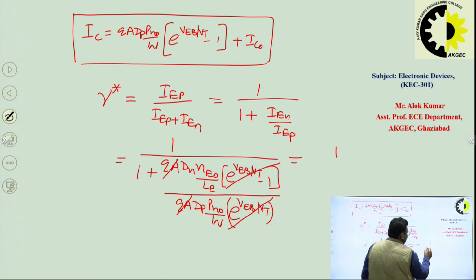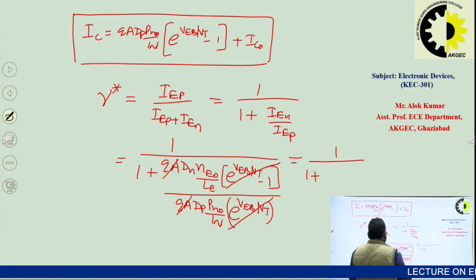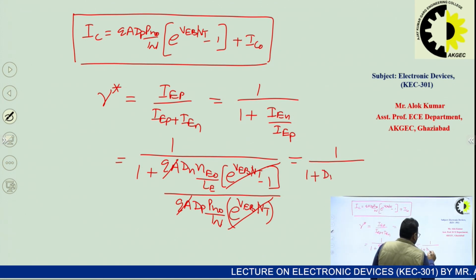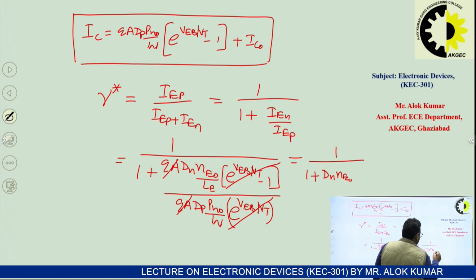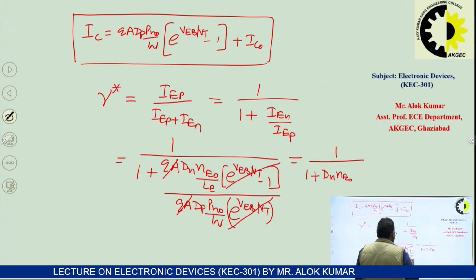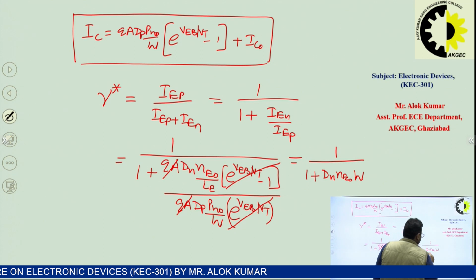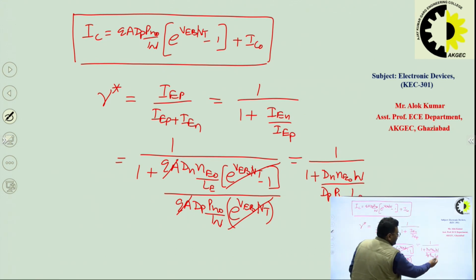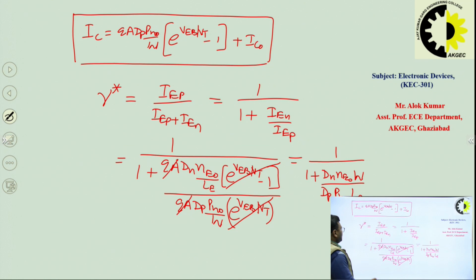We can write it as 1 upon 1 plus dN into NE naught into W divided by dP into PN naught into L. So we have found this expression. Now again we can modify this.